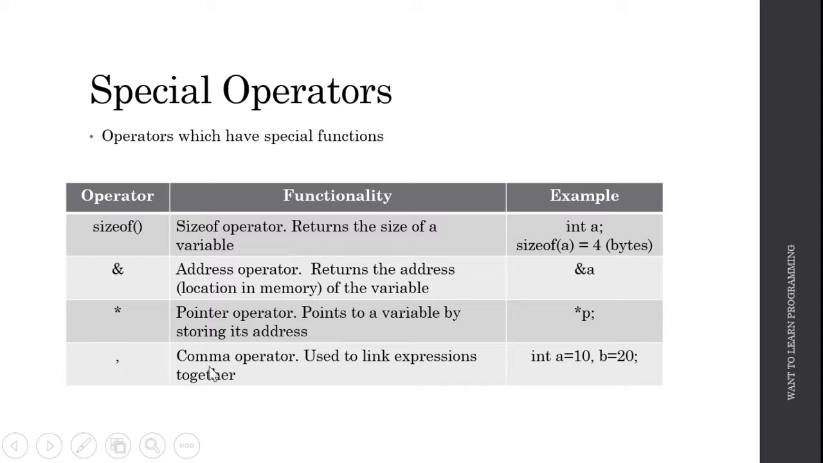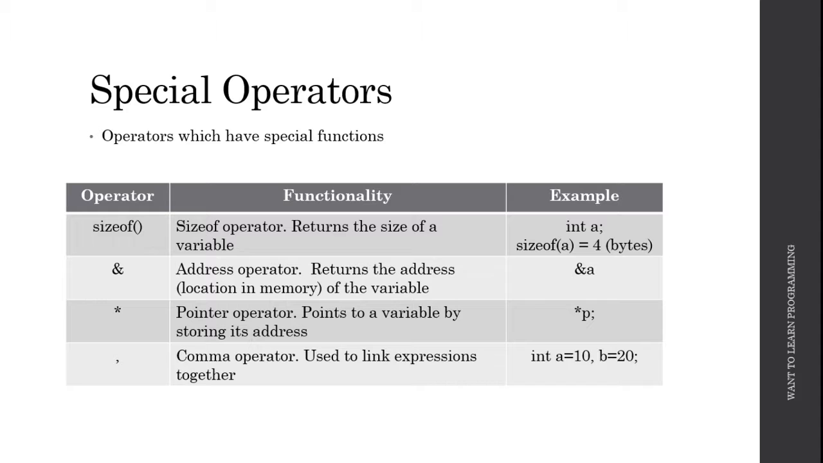This is a comma operator. This is used to link expressions together. We have seen this while declaring two variables. We actually declare int a comma b. So here it is int a is equal to 10 comma b is equal to 20. So this is used to link expressions together.